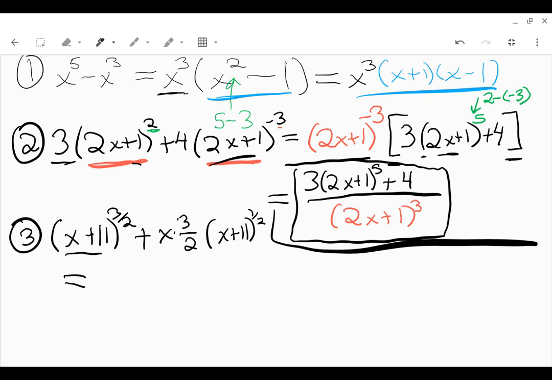So here we've got this common factor of x plus 11. So I'm going to factor that out. Always take out the lower exponent. So if I compare 3/2 and 1/2, the lower exponent is the 1/2 power.